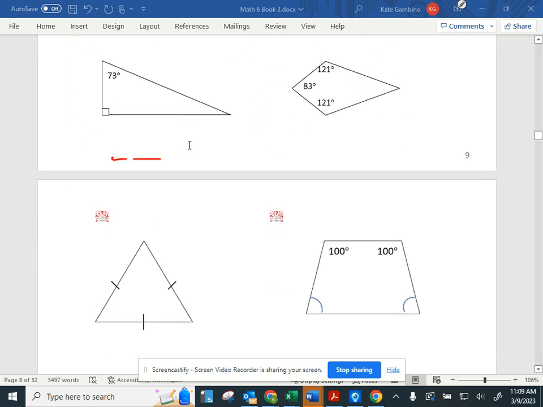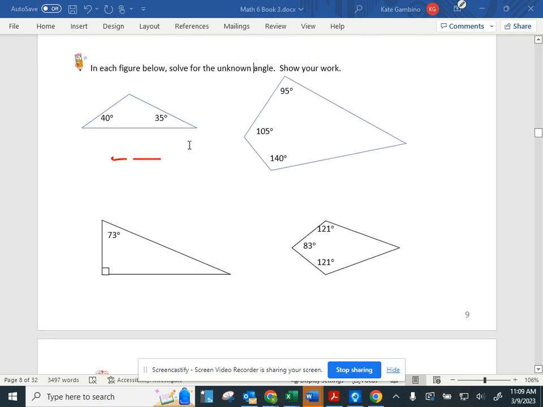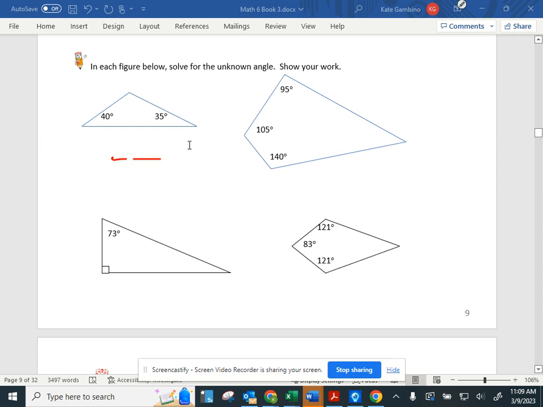All right, so in each figure below, solve for the unknown angle. So you're going to use those equations we were just talking about. We know if it's a triangle, it's out of 180. If it's a quadrilateral, it's out of 360. Subtract out what you know, you're left with your missing angle. Okay?